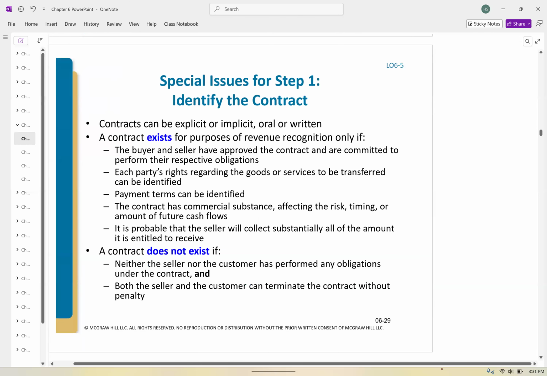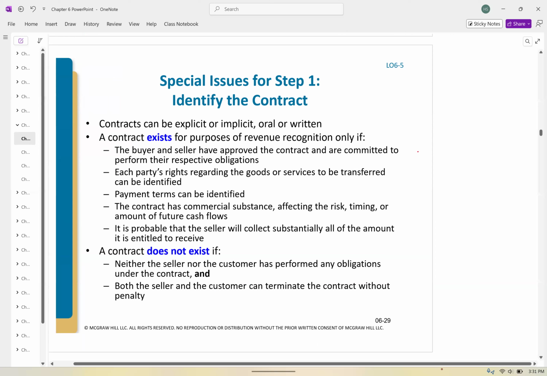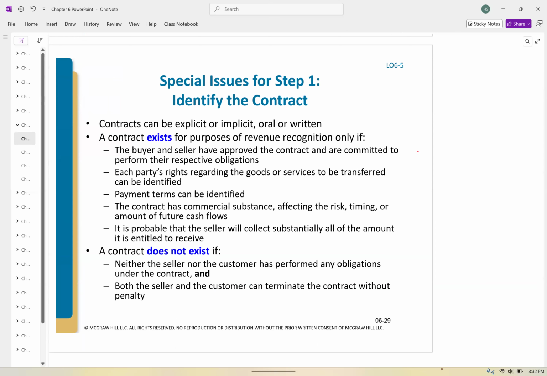Some other special issues with step one. Contracts exist for purpose of revenue recognition only if the buyer and seller have approved the contract or committed. Each party's rights regarding the goods and services to be transferred can be identified. Payment terms can be identified. The contract has commercial substance.